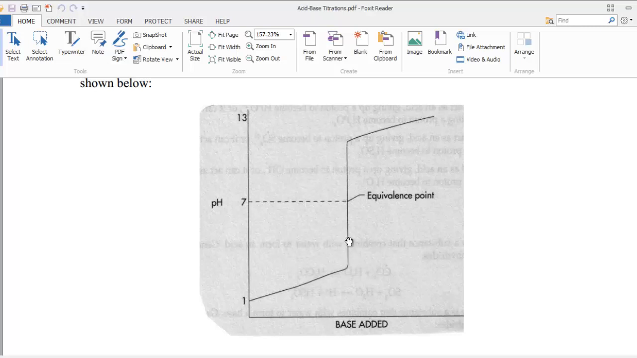it's going to increase very fast. It's going to change very fast. So part of the reason we slow down to adding just a drop is so that we can see and spread out this part of the graph and find this equivalence point. As you keep adding that base, eventually it'll level off at the pH of the base that you're using. So we can find this equivalence point by looking on this graph.